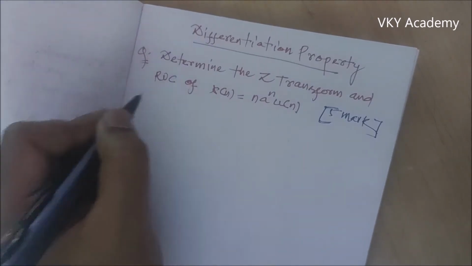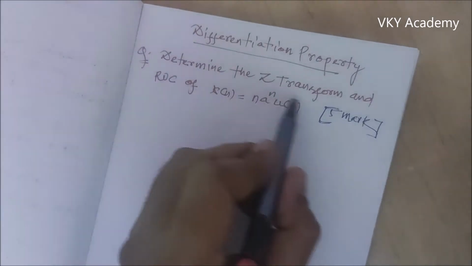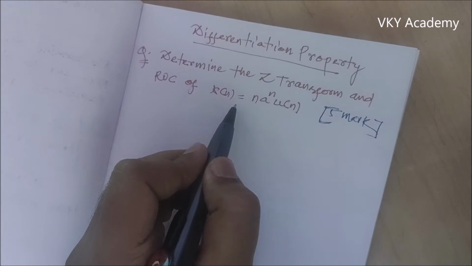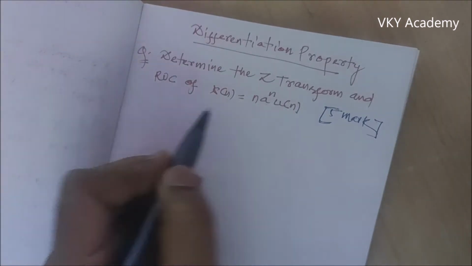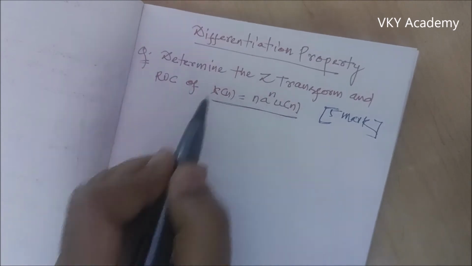So let's get started. The question is: determine the Z transform and ROC of x of n equal to n a to the power n u of n. This is the question, and this is the discrete time sequence.